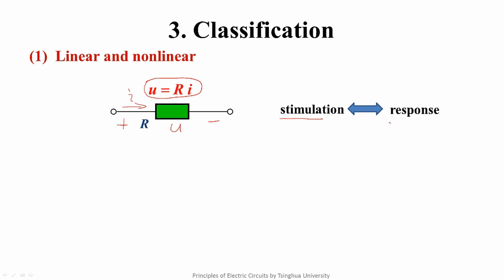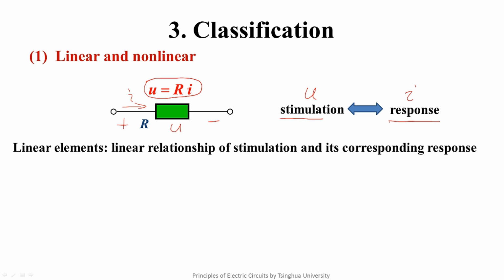Then we often use stimulation or excitation and response to describe the relationship of elements in the circuit. For example, if we think the stimulation is a voltage and the response is a current, then the relationship between the stimulation and the response is U equals R times I. It's a linear relationship, and we call a linear element the element whose relationship between stimulation and response is linear. Now we discuss why U equals R times I is a linear relationship.